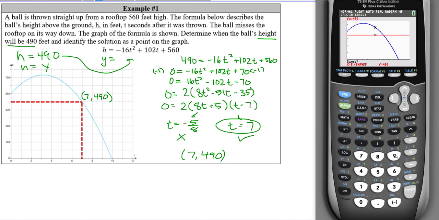And then as always, it asks you to guess. We hit enter a third time. Bam, it snaps to that intersection point. And would you take a look at that? 7, 490. We are good to go. Okay, so that's how you do it on the graphing calculator.